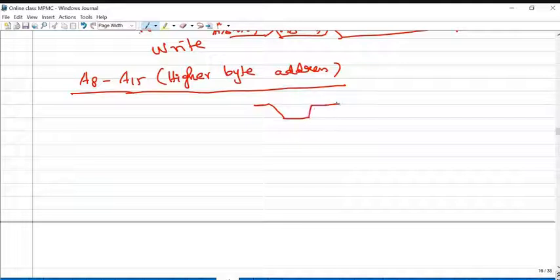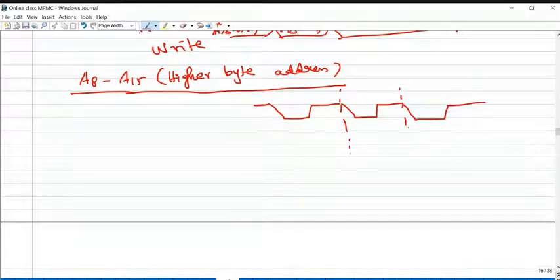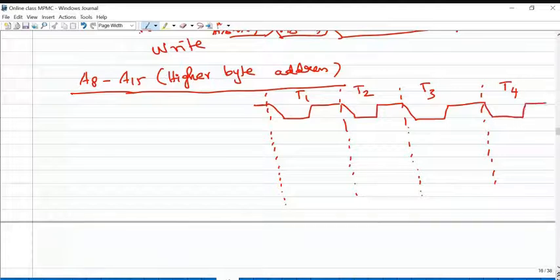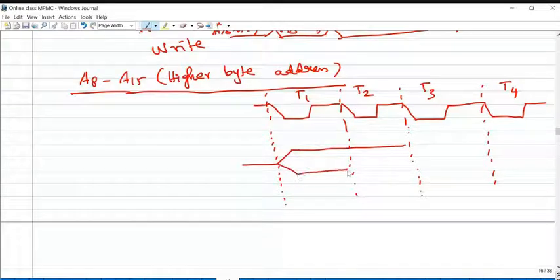Active low, active high. So one T state, active low, active high, another T state, active low, active high. Why I'm drawing this: memory read, memory write, IO read, IO write operations require only 3 clock pulses. Opcode fetch needs a minimum of 4 clock pulses. T1 state, T2 state, T3 state. If it is opcode fetch, then you need to mention up to 4 clock pulses.